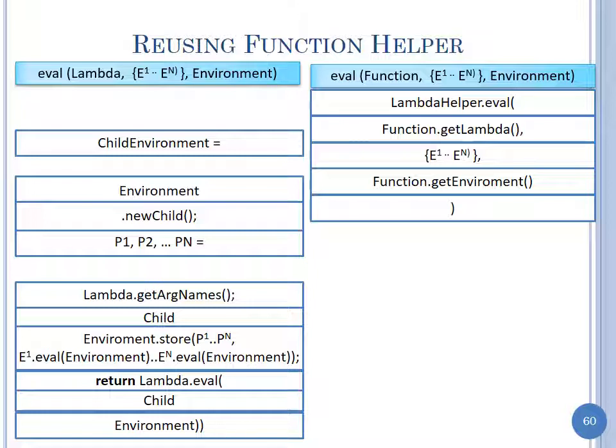So the only thing that differs now is that if we can figure out the lambda in the function, which we can do with function.get lambda, we just have to pass a different environment to the lambda helper. Fortunately, lambda helper took the environment as a parameter. Rather than giving it a dynamic environment, we give it the static environment. That was the whole point of storing the environment with the lambda. So this is where the static part happens. That's the only difference. Questions?